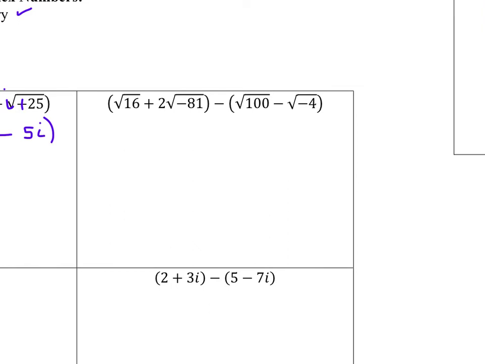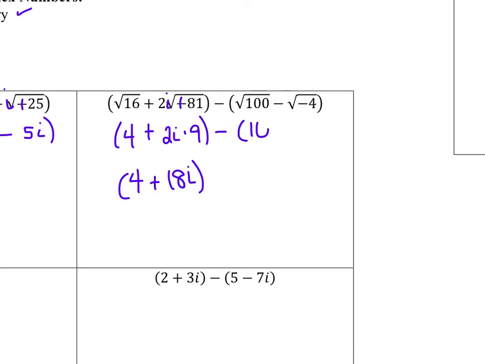Next example here. All right, so I'll leave a little more space here. The square root of 16 is 4. And then we reduce this one. So it would be 2i times 9. So this one particular binomial reduced is 4 plus 18i. All right, now we're going to subtract 10 minus 2i. All right, so that one's totally done there.